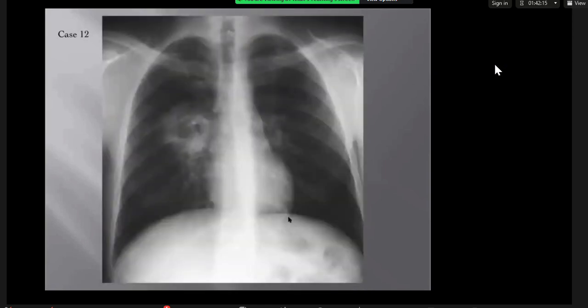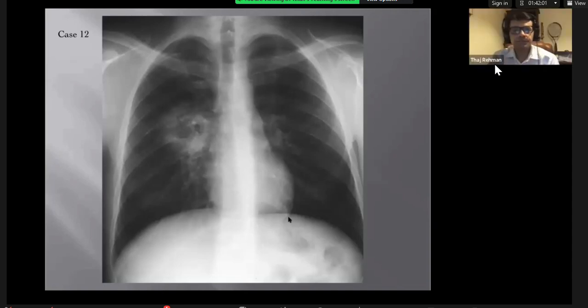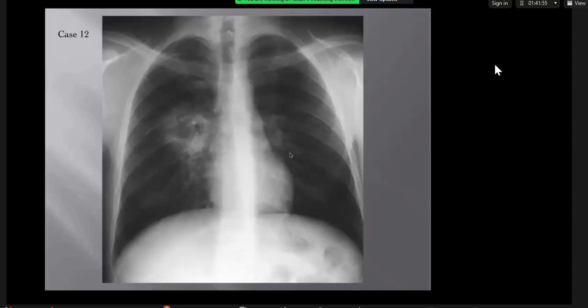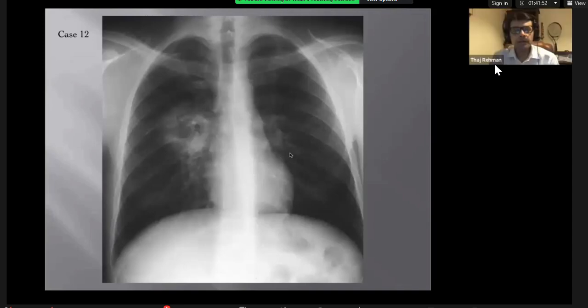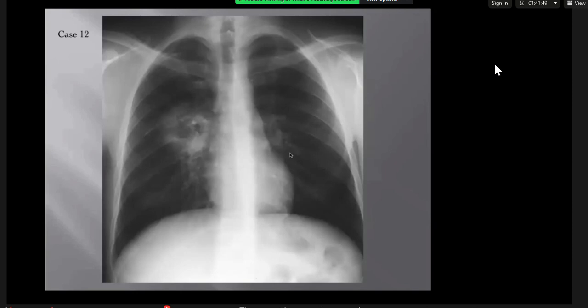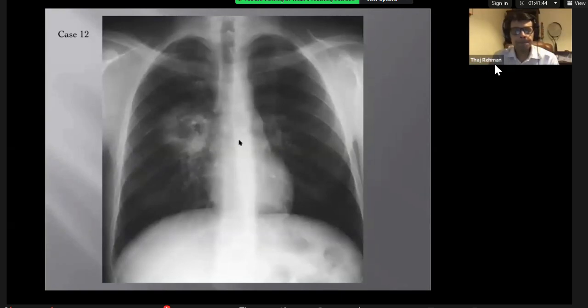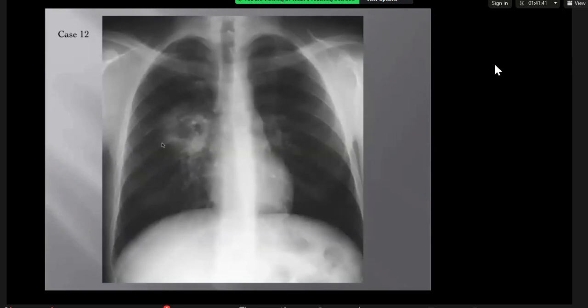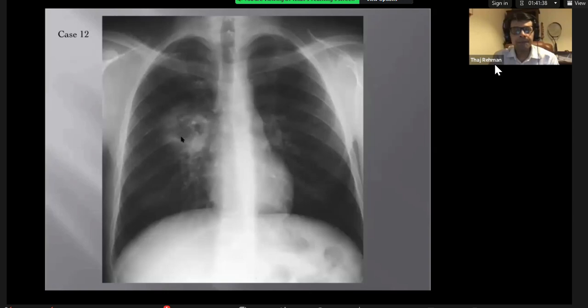Okay, so I can see a large cavitary lesion projected over the right middle zone, medially. I can see a small fluid level within the lesion. Differentials? Maybe cavitary granuloma. So there is a cavitating mass with an air fluid level. Can you see the air fluid level? Can you see the horizontal level? Yes. Good.